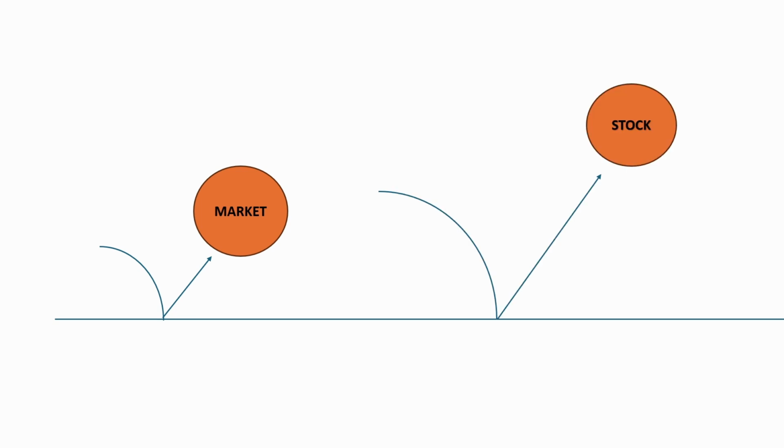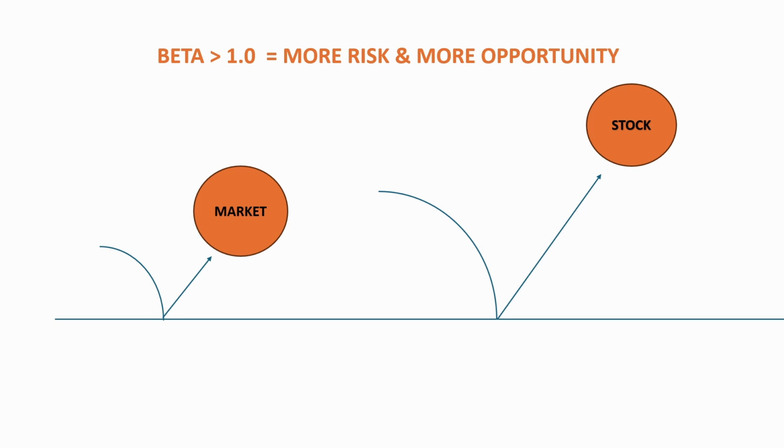Let me give you an example based on two bouncing balls. You drop the market ball and the stock ball. First, the market bounces up a certain level, and then the stock bounces up much higher. This would suggest a beta greater than 1.0, meaning more risk and more opportunity, because the stock, on average and generally speaking, will move much greater than the market does. And again, it does mean more risk, but it also means more opportunity.